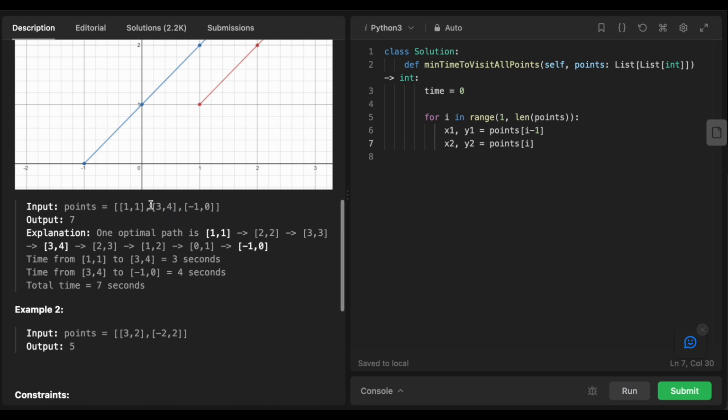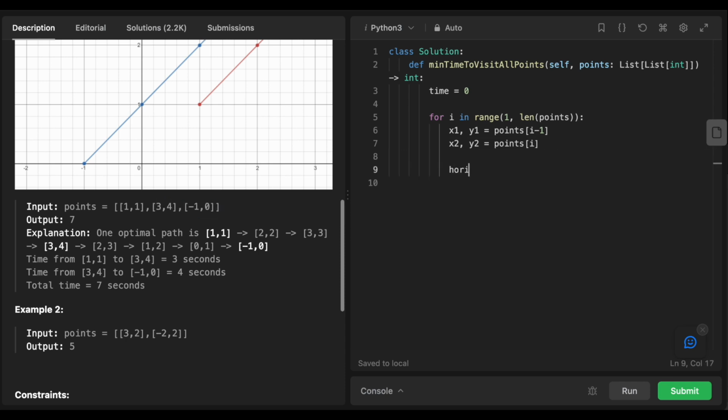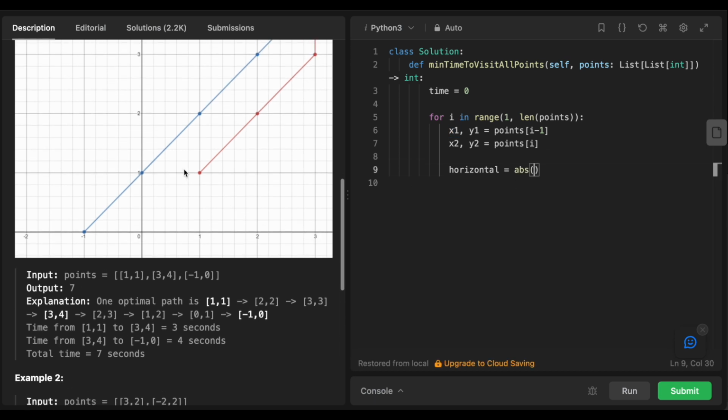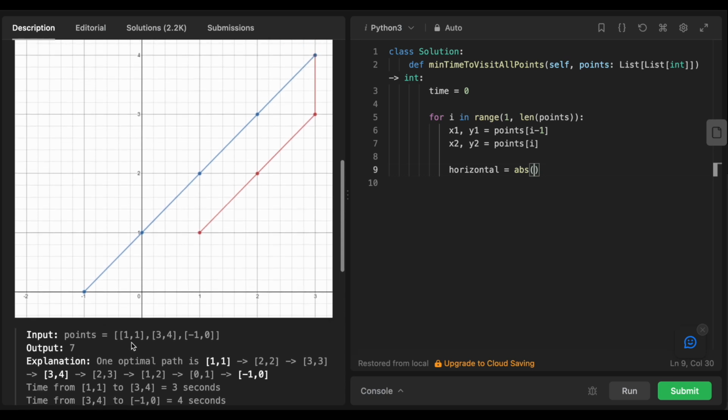In the next iteration, we will be going from here to here. And we say the horizontal distance is going to be the absolute distance between the two horizontal points. So in this case, 1 and 3.